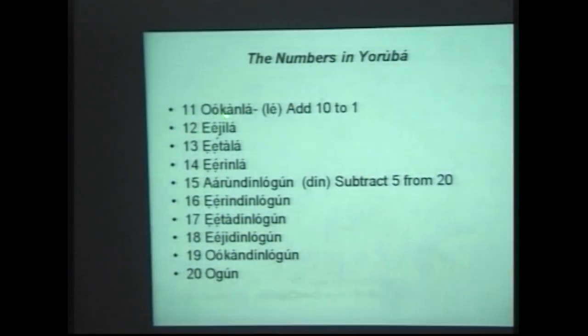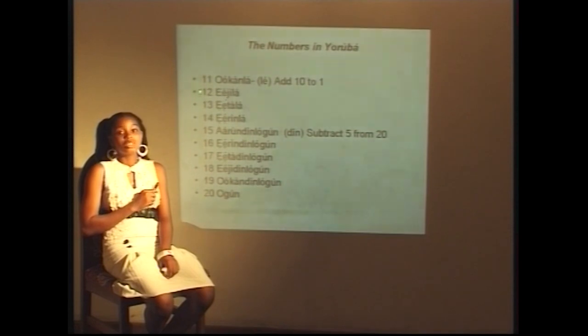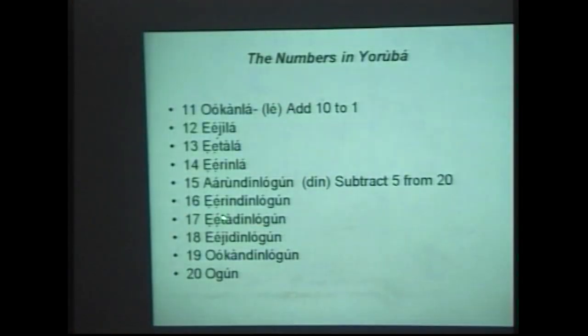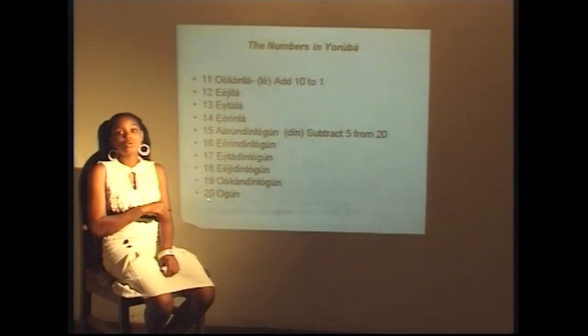11, okanla. Le, add 10 to 1. 12, ejila. 13, etala. 14, erila. 15, anudilogun. That is, din, subtract 5 from 20. 16, erindilogun. 17, etadilogun. 18, ejidilogun. 19, okandilogun. 20, ogun.